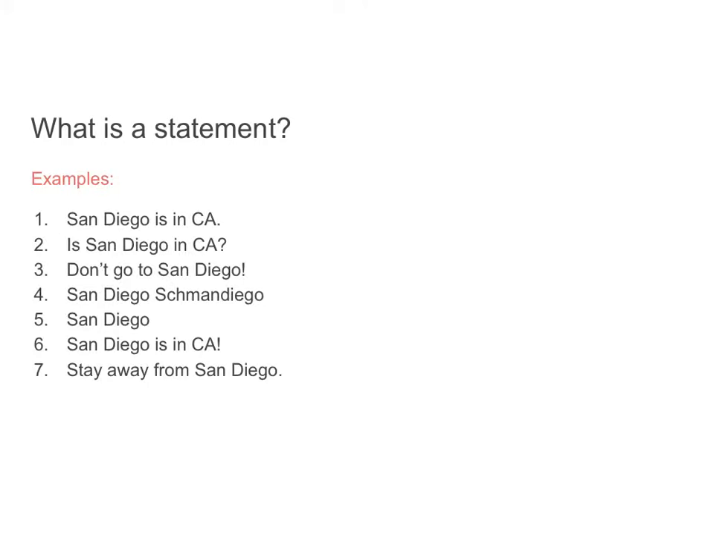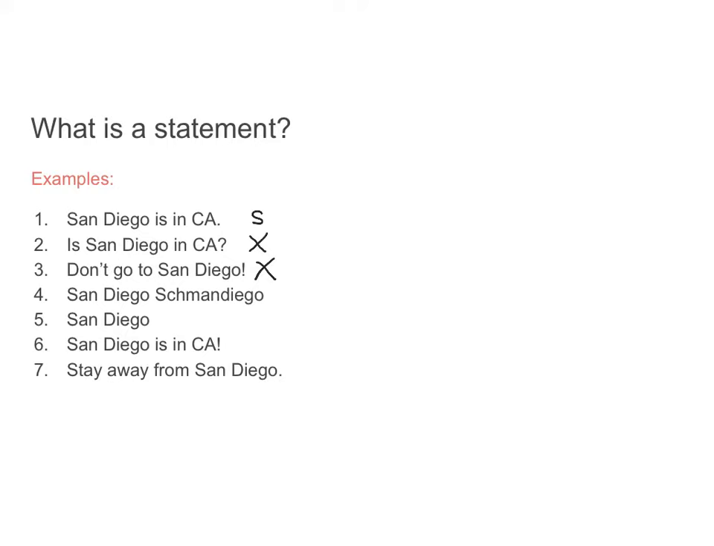Okay, here are a couple of examples. Number 1, San Diego is in California. This is a statement. As a matter of fact, it's a true statement. Number 2, this is not a statement. Is San Diego in California? is a question. It doesn't assert something. This isn't the kind of thing that can be true or false. Number 3, Don't go to San Diego! Also not a statement. This is a command. It's not the kind of thing that's true or false. If somebody says, don't go to San Diego, you wouldn't say, that's true.